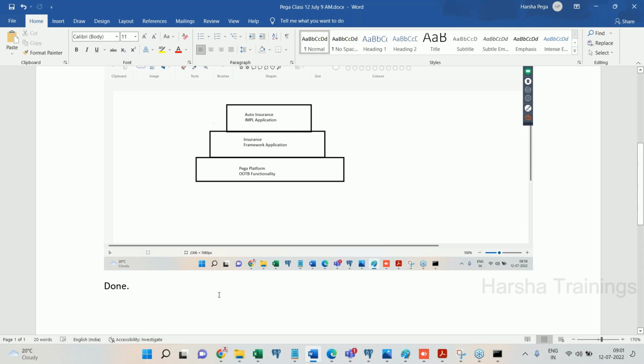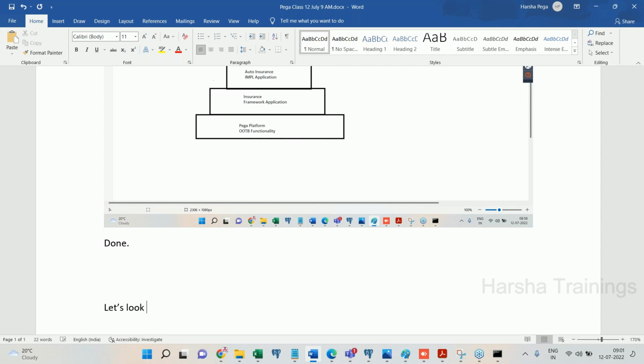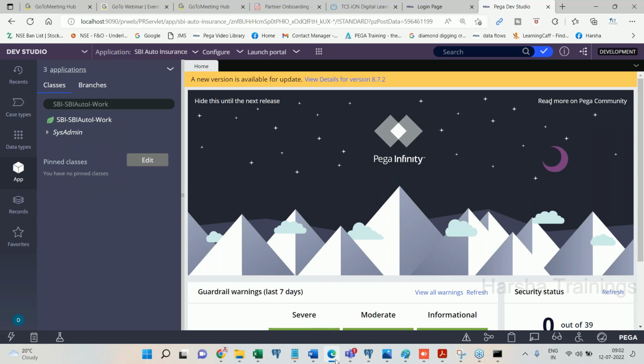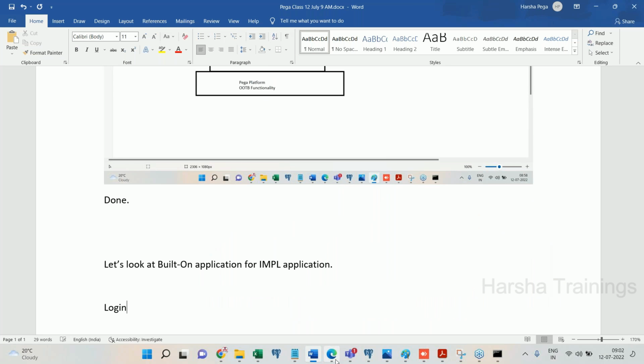Let's look at the built-on application. What is meant by built-on application? Take the built-on application for the implementation application. You can go like this. I logged into the implementation application.